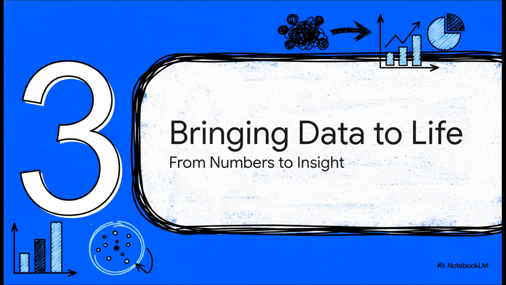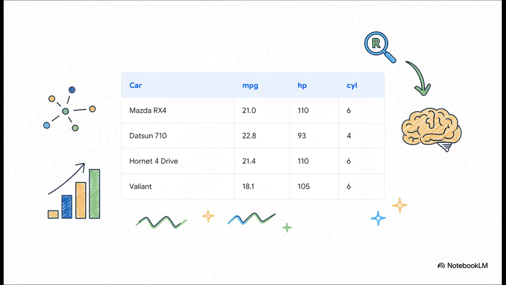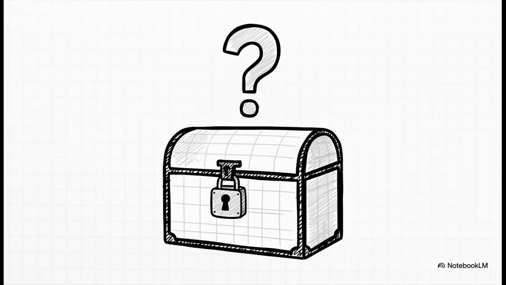Okay, so manipulating data is one thing, but the real magic of R is how it brings that data to life. Let's actually see what that looks like. Okay, so here's some raw data. It's a classic data set about cars. You've got miles per gallon, horsepower, number of cylinders, all that good stuff. But look at that. It's just a table of numbers, right? I mean, sure, you could stare at it and maybe pick out one or two things, but the real story, the interesting patterns, they're totally hidden in there, right? So all the information is technically there, but the story, the insight, it's just locked away.